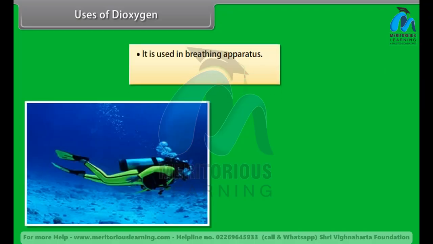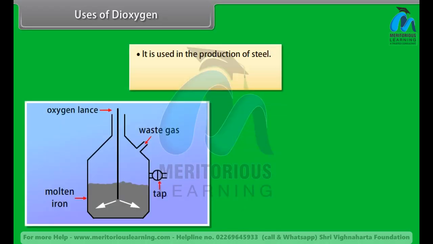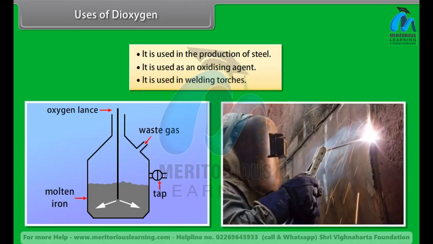It is used in breathing apparatus. Oxygen cylinders are widely used in hospitals, high-altitude flying and in mountaineering. It is used in burning of fuels. It is used in production of steel. It is used as an oxidizing agent. It is used in welding torches.